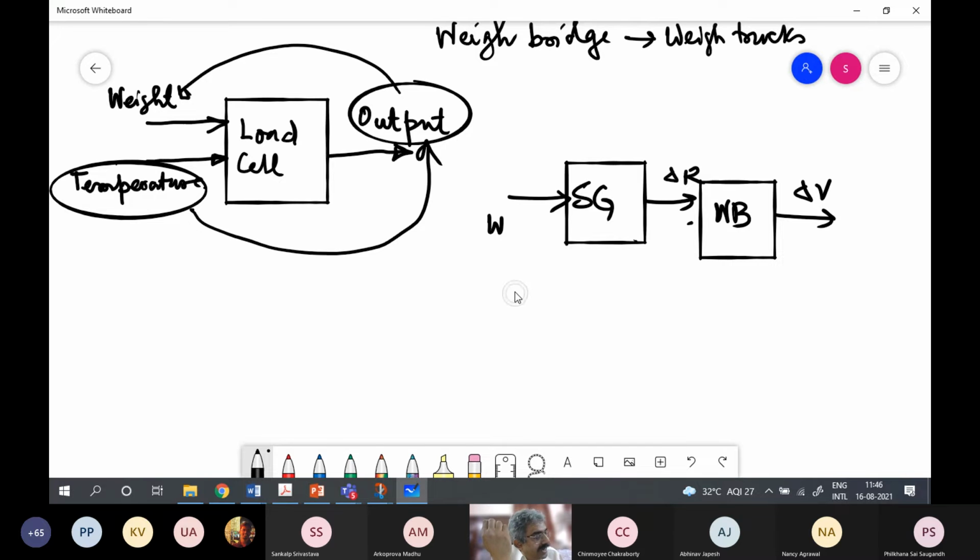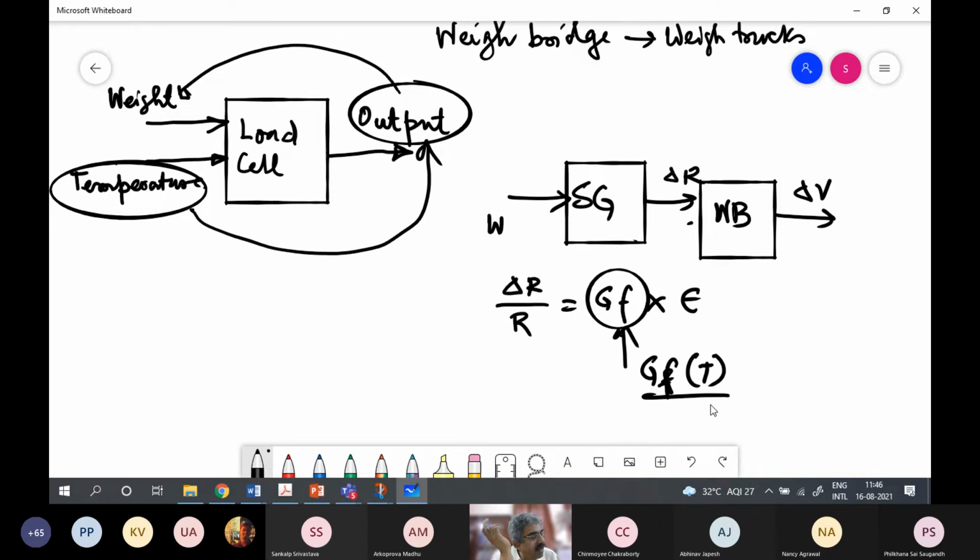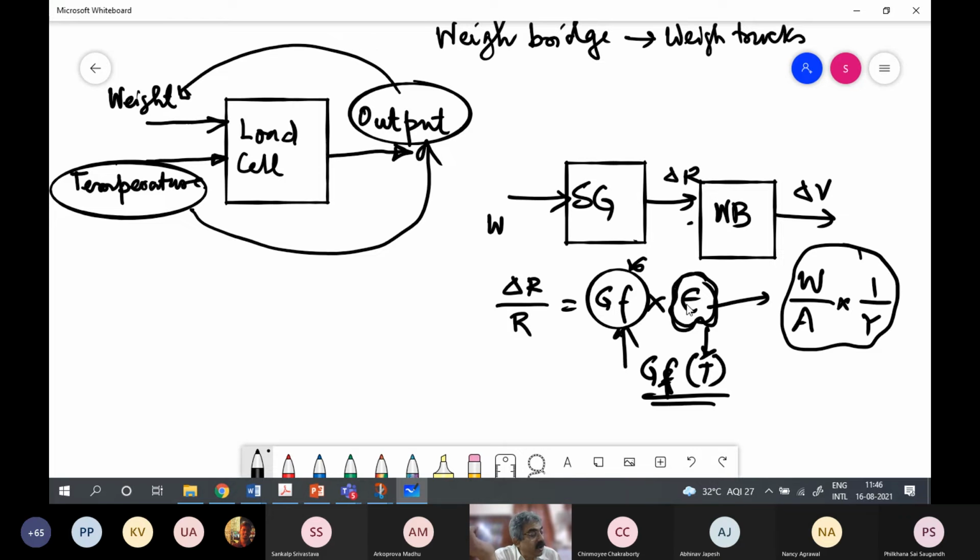Now there is a factor which says that delta R by R is equal to gauge factor times the strain epsilon. This gauge factor is a material property of the strain gauge. Now this gauge factor is a function of temperature. So when temperature changes, this gauge factor value changes. So for the same weight which causes a certain strain, this is weight by area, which is stress, divided by Young's modulus, which will be the strain. The weight is the thing that you want to measure. So you see that the proportionality constant between delta R and epsilon changes due to temperature. So the gain changes. This is a modifying input effect of temperature.